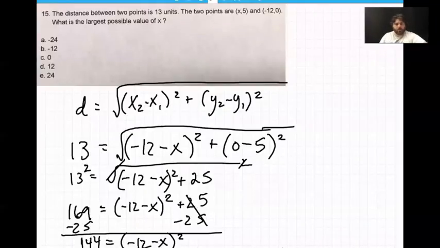Well, how do I get rid of that square? I just square root both sides. Square root, square root. And here's the part you've got to remember. The square root of 144 is 12. I bet most people remember that.